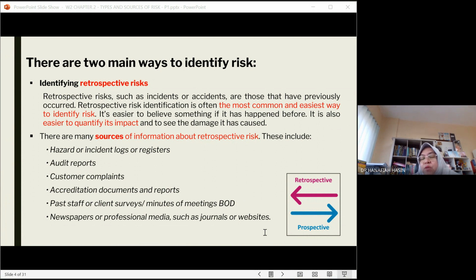When customers complain, you always look into it, and you try to satisfy your customers to keep them loyal to your company. Accreditation documents and reports can provide valuable information about the organization's compliance rates, regulatory requirements, and industry standards. You may also look at past client surveys and minutes of meetings with the board of directors. Those sources of documents can be used to study past results, or past retrospective risk.